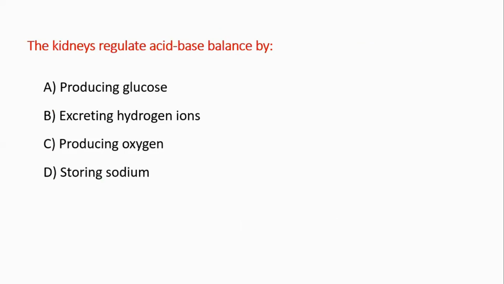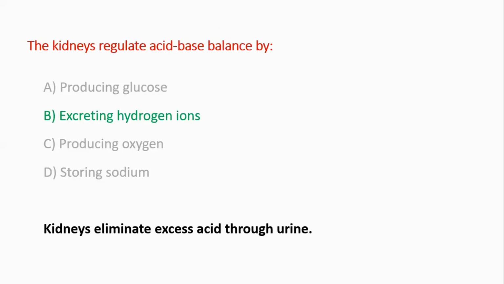Kidneys regulate acid balance by producing glucose, excreting hydrogen ions, producing oxygen, or storing sodium? The kidneys are not just filters, they actively remove acid from the body every single day. The right answer is excreting hydrogen ions. Kidneys eliminate excess acid through urine.